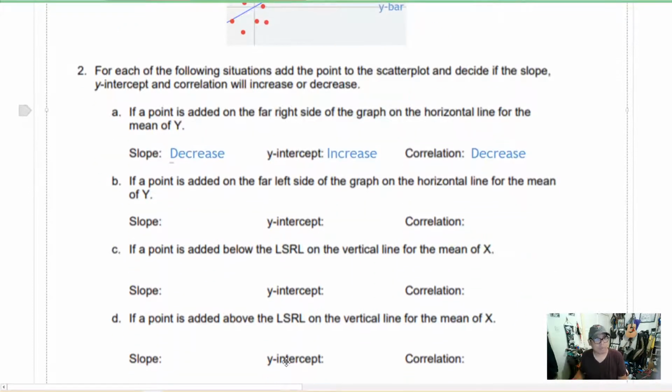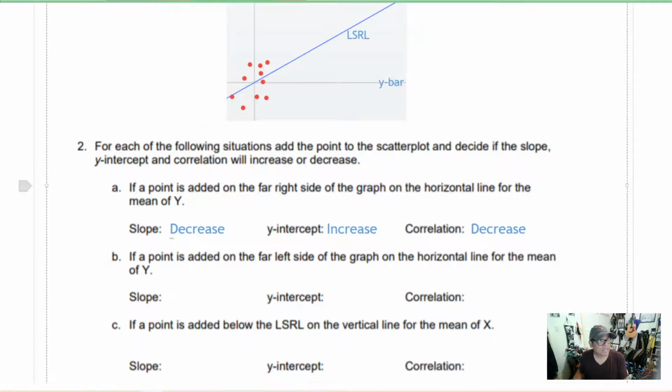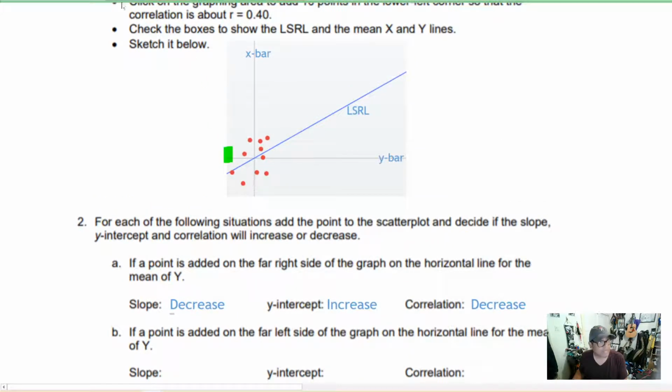What happens if we added a point on the far left side of the graph on the horizontal line for y bar? Okay, so let's put that point hypothetically. Let's do it in green. What happens if we added a point here? Well, just like before, we would probably expect the least squares regression line to get dragged toward that point. So that would also increase the y-intercept. That would also decrease the slope because this whole line would tilt downwards. And then the correlation would also decrease because, again, it's not in line with the rest of the coordinates.